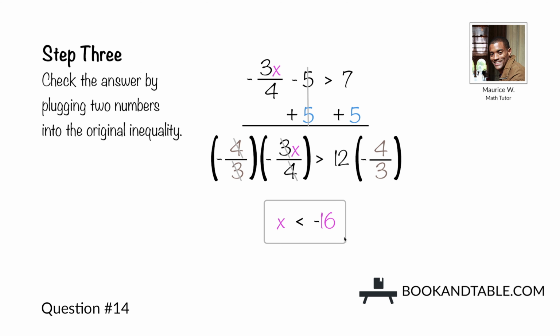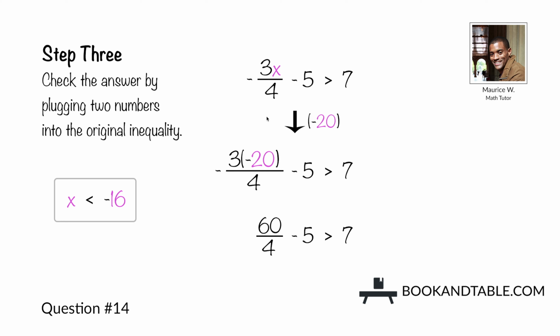And we check the answer by plugging two numbers into the original inequality. Negative 3x over 4 minus 5 is greater than 7. For a value less than negative 16, I'm going to plug in negative 20 since it is a multiple of 4. Negative 3 times negative 20 gives us positive 60. 60 divided by 4 is 15. 15 minus 5 is 10, leaving us with the true statement, 10 is greater than 7. So a number smaller than negative 16 does work.